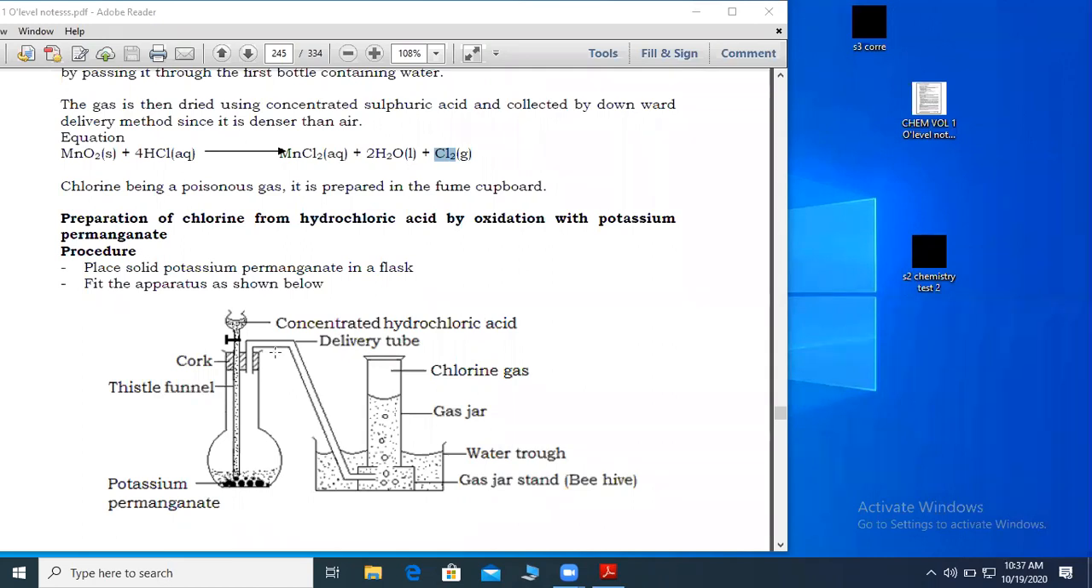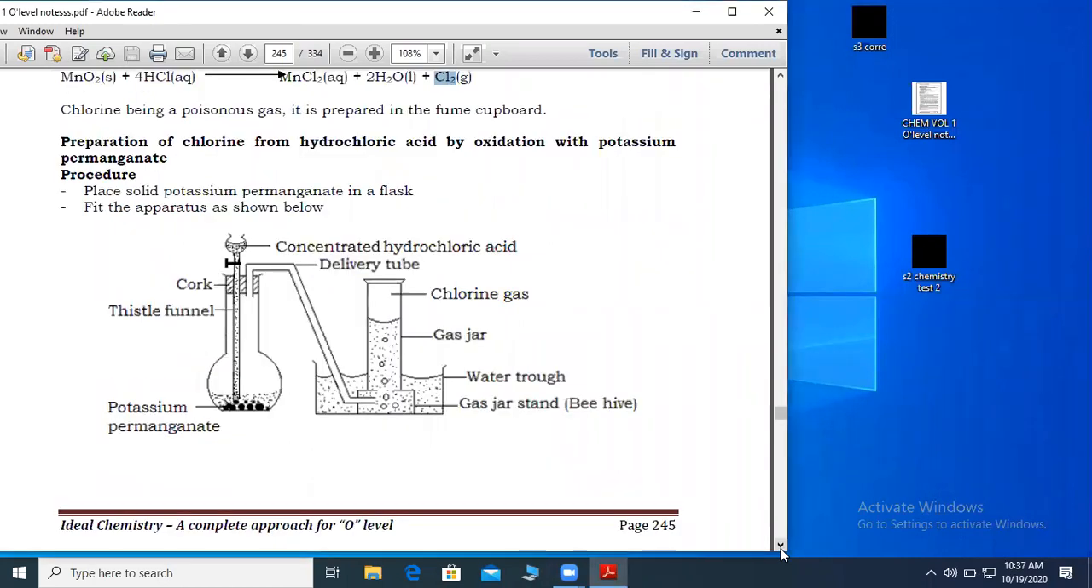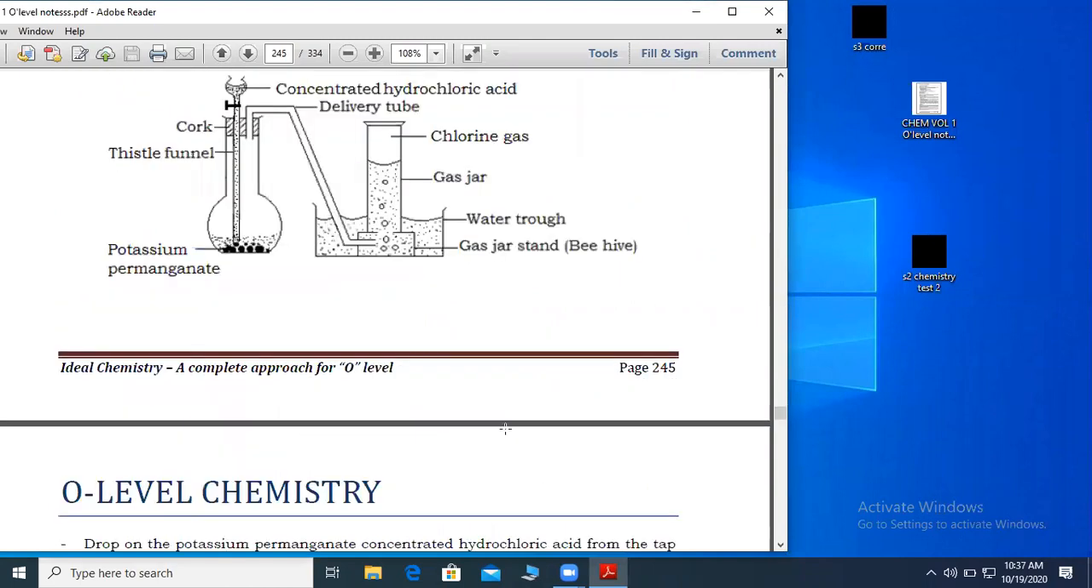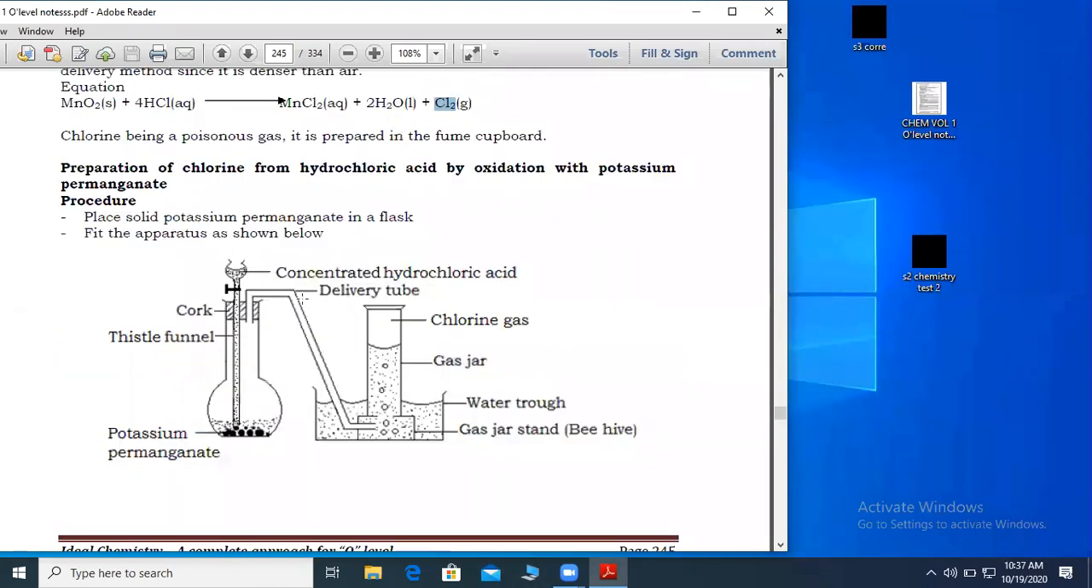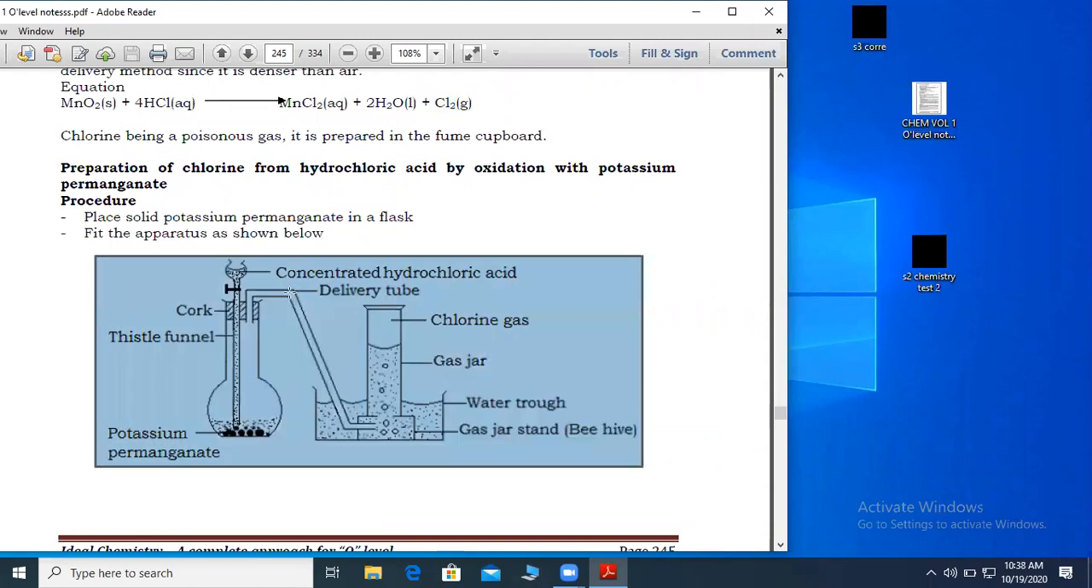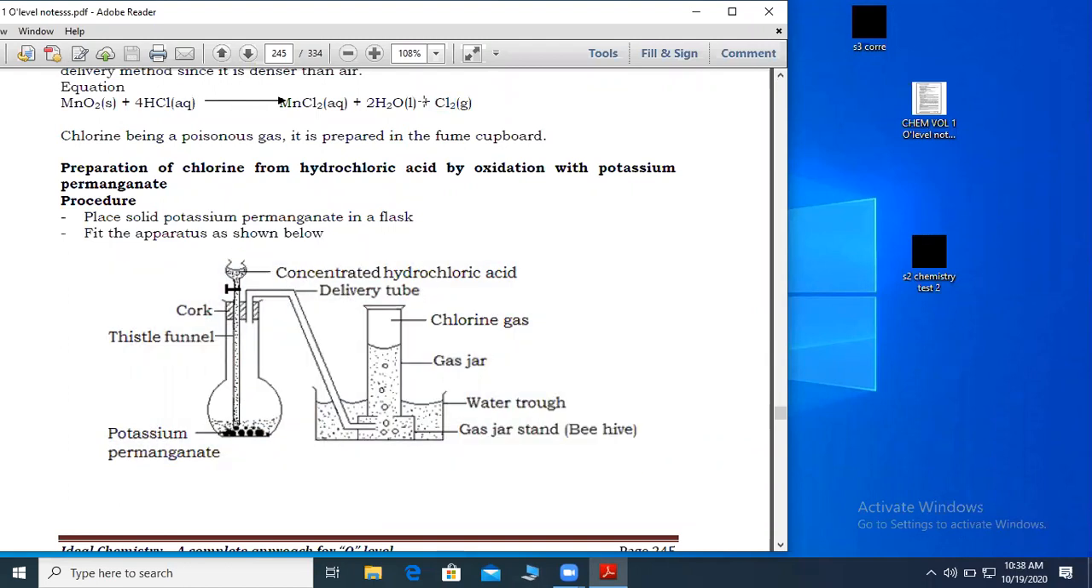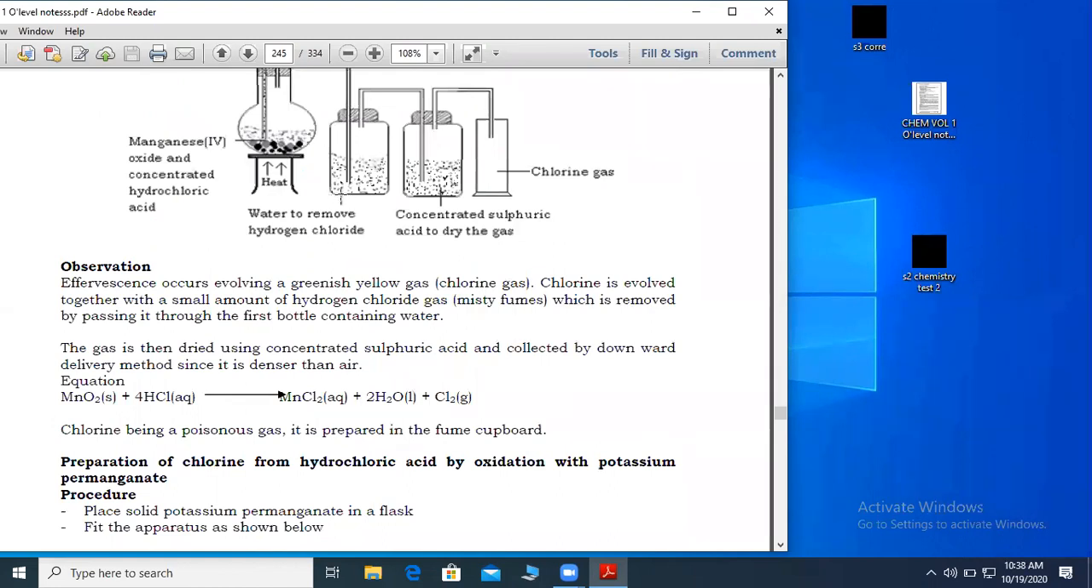If the question is asking you to prepare a dry gas, please don't collect it over water. This delivery tube should be going to water to remove hydrogen chloride fumes. Then from water it goes to a drying agent of concentrated sulfuric acid, and finally you collect it by downward delivery. So if we had asked it to prepare a dry gas, this delivery tube here should be going to the wash bottle containing water, and the rest stands as it is.